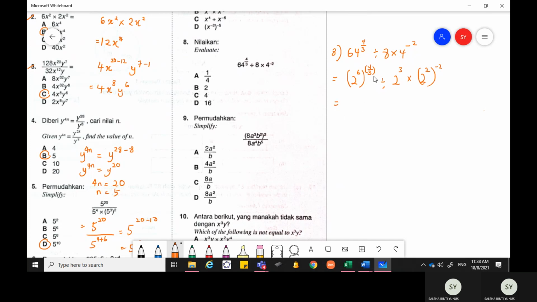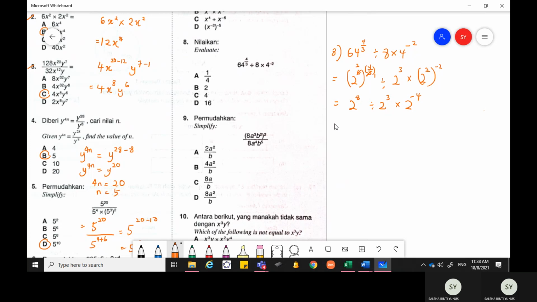Okay, now kita boleh simplify. So this one 6 and 3 ni kita boleh cancel out. So 6 divided by 3 we get 2. So we have 2 times 4 8. So 2 to the power of 8. So ni kita simplify jadi 2 to the power of 8. So just copy and paste first. And then this one 2 times negative 2. So we will get 2 times negative 2, negative 4.